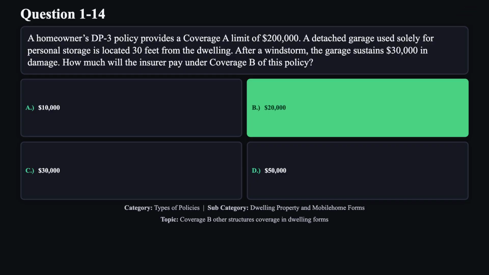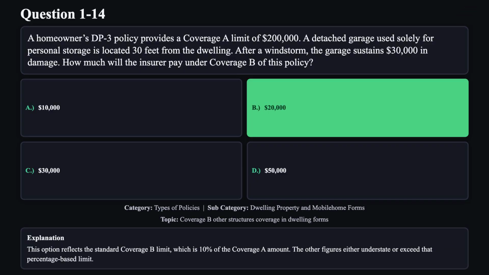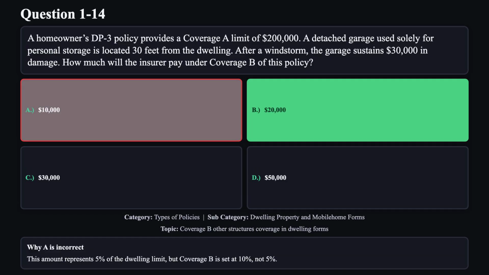The correct answer is B. This option reflects the standard Coverage B limit, which is 10% of the Coverage A amount. The other figures either understate or exceed that percentage-based limit. Reason A is not correct. This amount represents 5% of the dwelling limit, but Coverage B is set at 10%, not 5%.